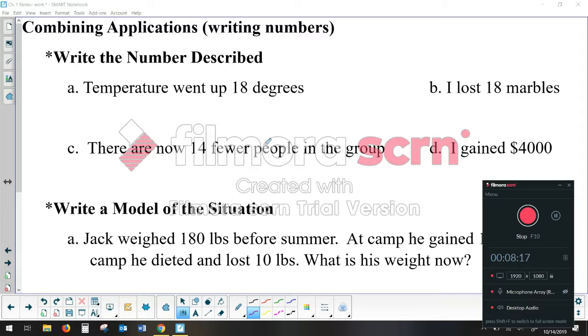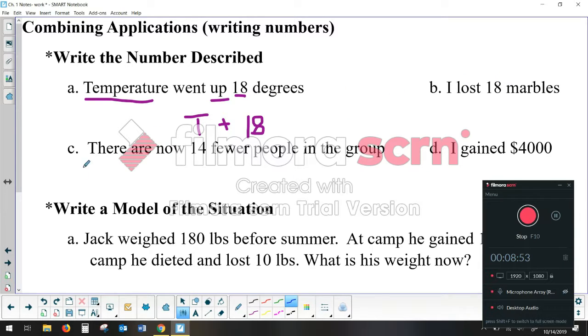So, our temperature went up 18 degrees. We don't know our temperature. All we know is we have a temperature, it's going up by 18. So we don't know that, so we're just going to pick a letter. I like T. T is for temperature. Went up. Going up tells us we need to add. And by 18 degrees. Our temperature went up by 18. Okay?